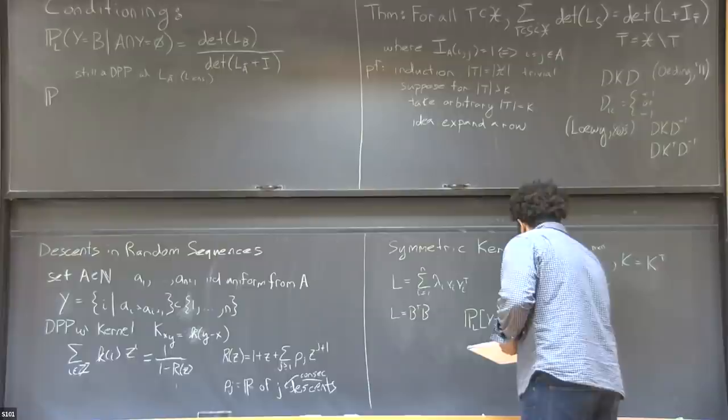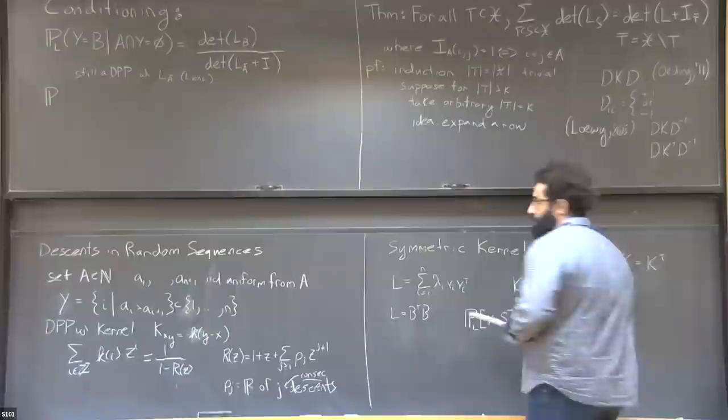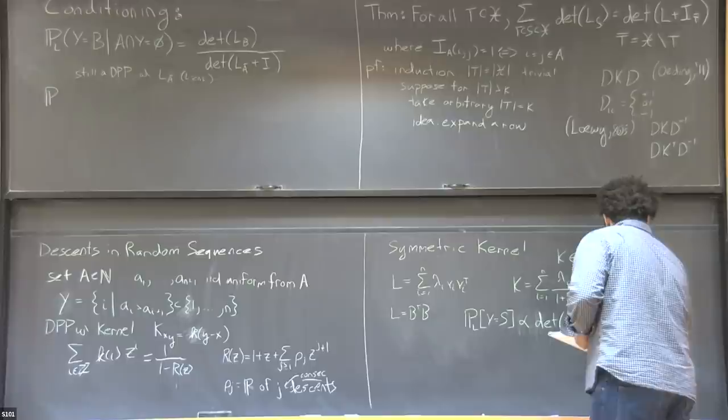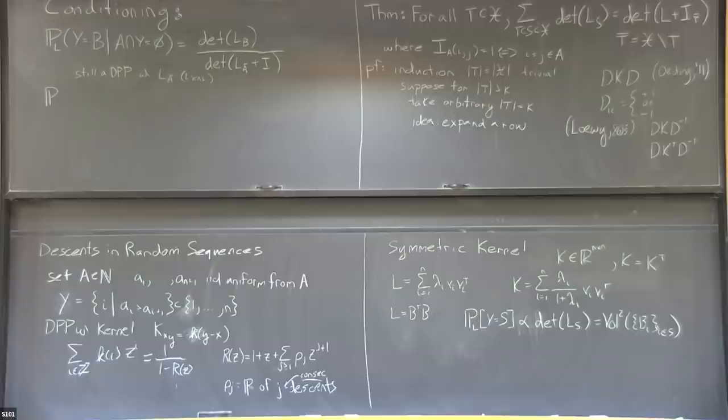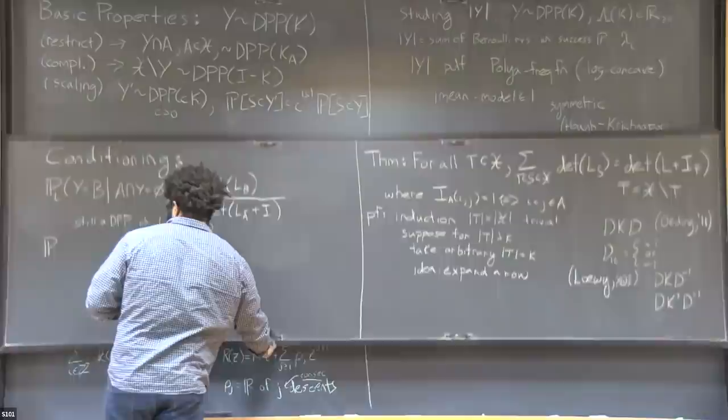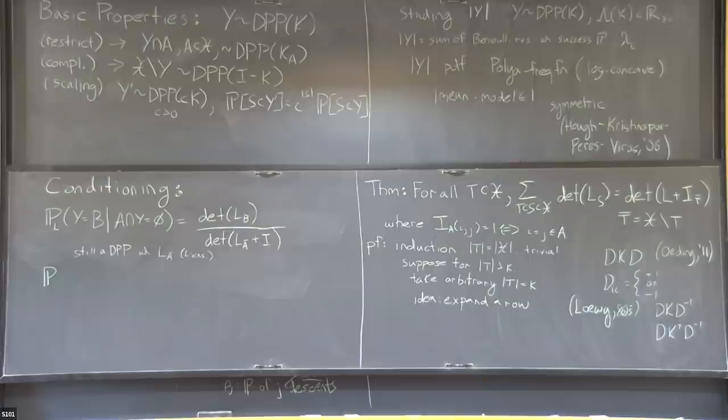This is proportional to the determinant of L_S. This is equal to the volume squared of the columns b_i, i in S. And so here you get a very nice volume interpretation: take the columns that correspond to S and construct a parallelepiped. The volumes of these, you then see their repulsion. So again, what's the repulsion?